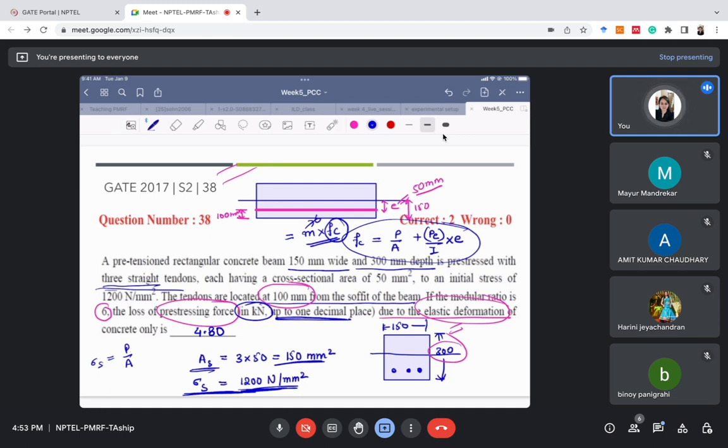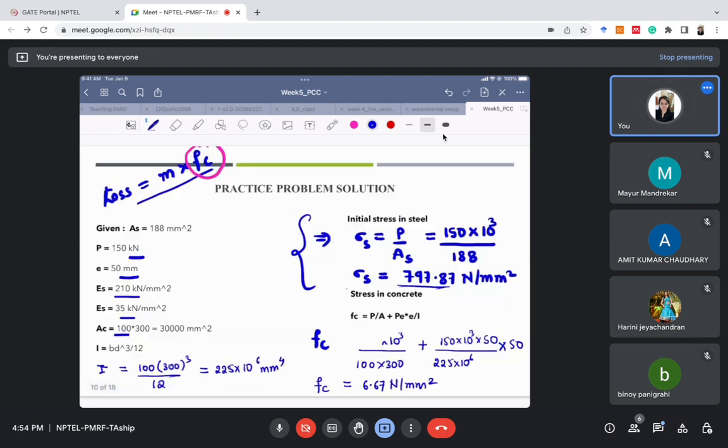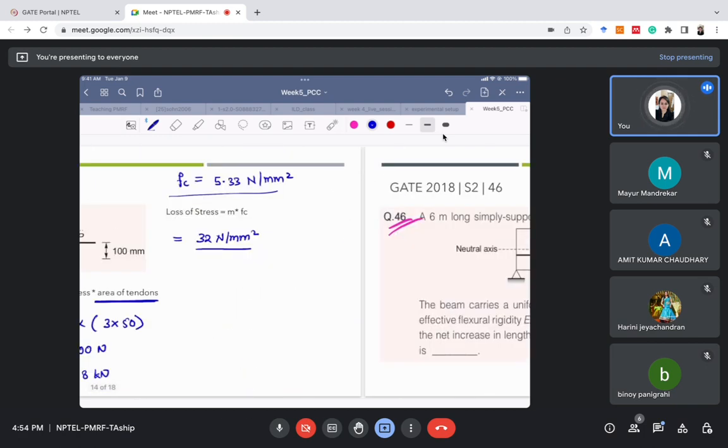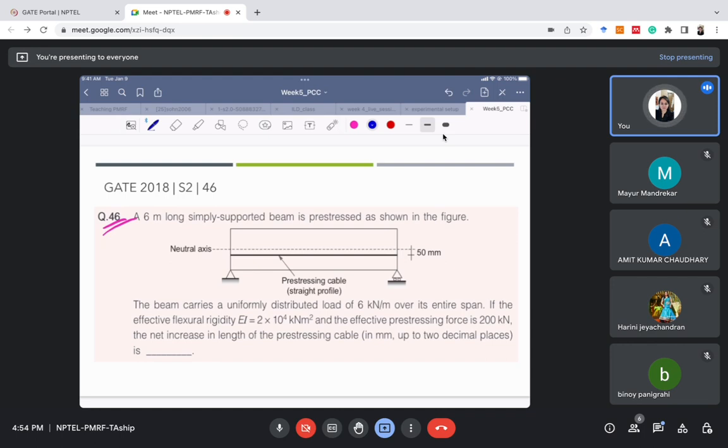The time is less, so I'll not cover the next question because it is very lengthy. Maybe I'll take one more session for this pre-stressed concrete, because there are a lot of losses here. So please practice these things. If there are any doubts, you can ask me. And if you want, you can solve this problem as your homework problem. This is GATE 2018 problem of set 2, question number 46. This is a lengthy problem and it requires some different concepts also, so maybe I'll cover it in some other session. Just note down this problem.